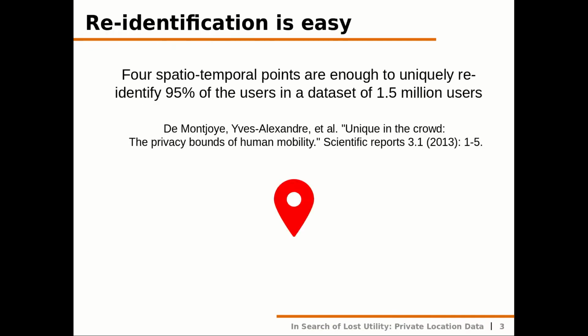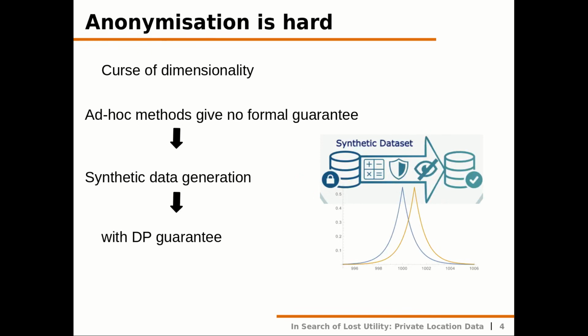Okay, so why is re-identification easy? There have been several works before. However, I think the most prominent one is this one on the screen, which shows that in a large data set of 1.5 million users, it's still possible to uniquely re-identify 95% of them using time information. So it's easy to re-identify people, but anonymization is very hard.